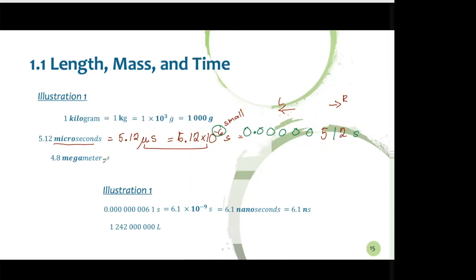Next one is the mega. Let's have the megameter. So this is 4.8 capital letter M meter. But mega, 4.8 is a big number. Mega is 10 to the what? 10 to the 6. Now, if I put here 4.8, where should I move the decimal point to make it a big number? To the right. Thank you.